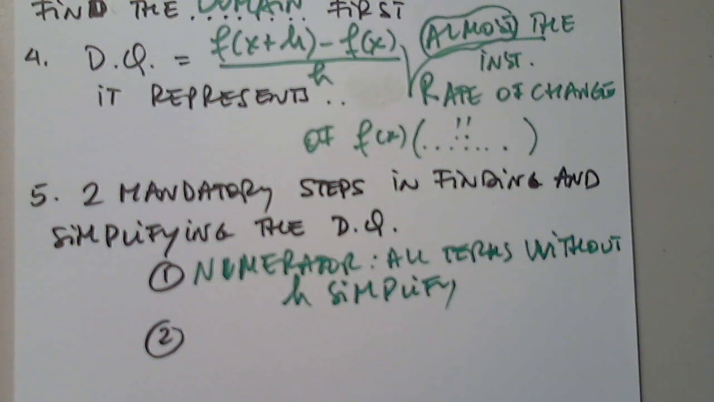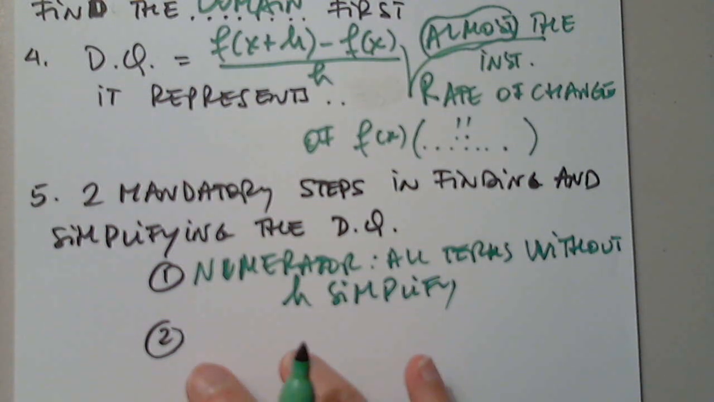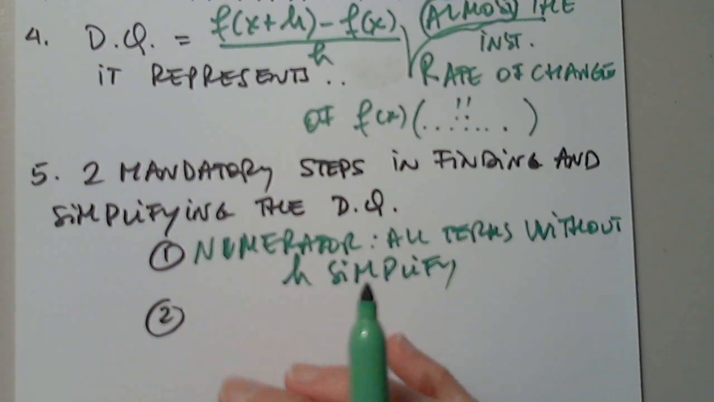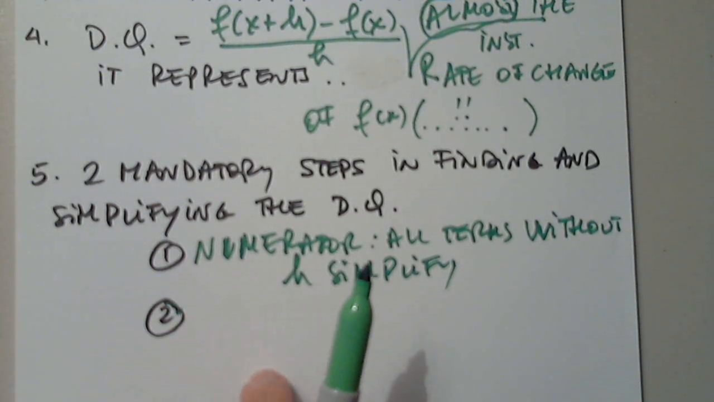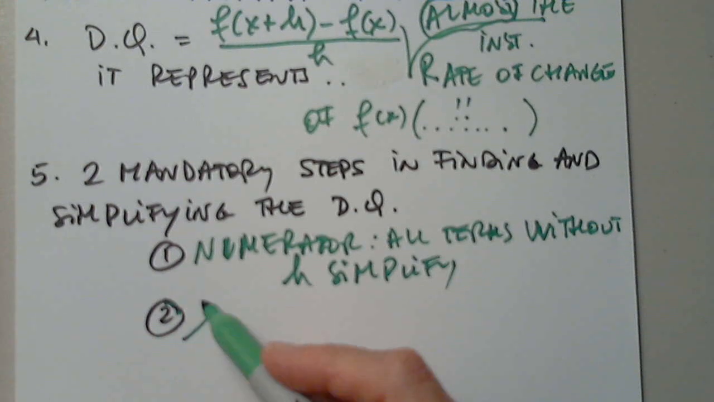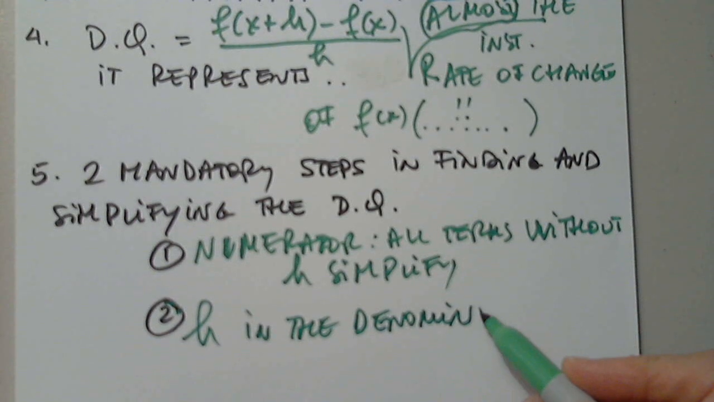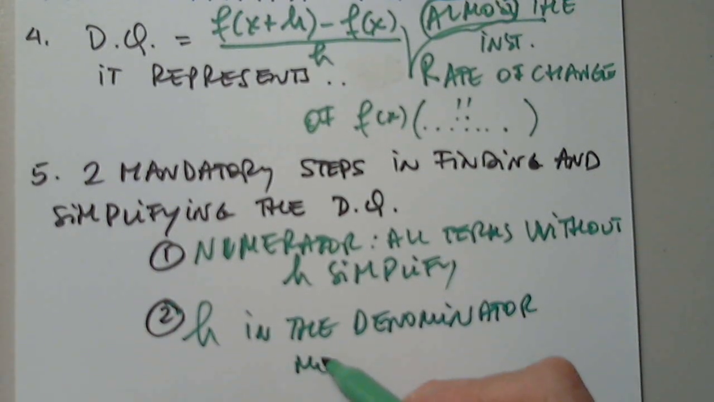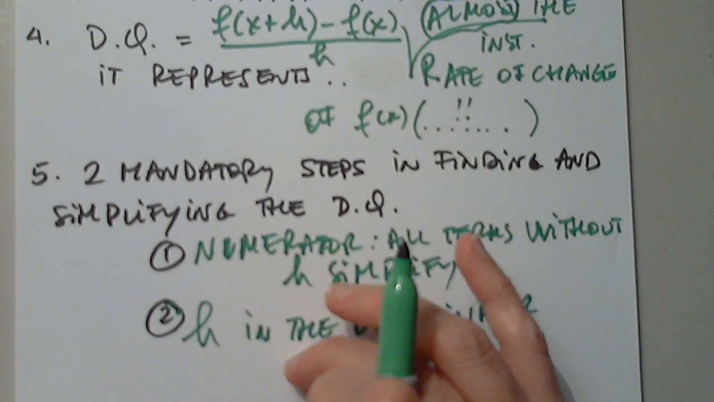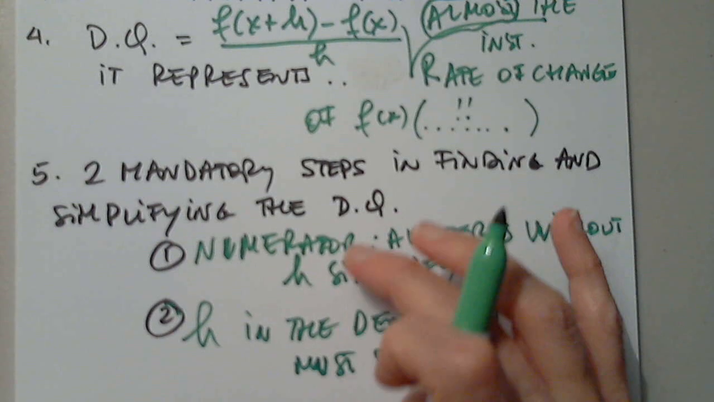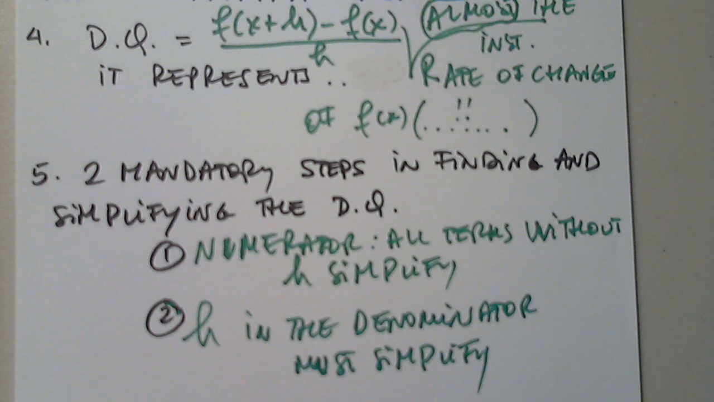Okay, what about the second one? Yes, h in the denominator must be simplified. Yes, must simplify. Very good. If any of these, and this is the correct order, of course, if any of this is not happening, stop. Don't continue. It will be a waste of time. The whole thing is wrong.